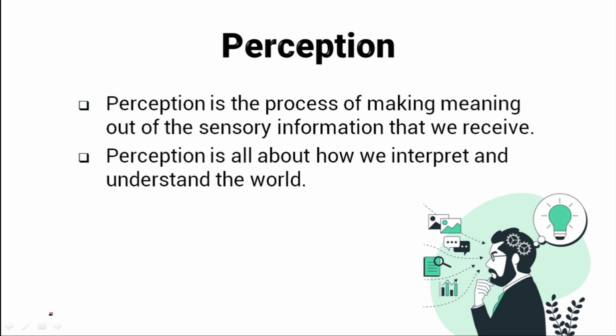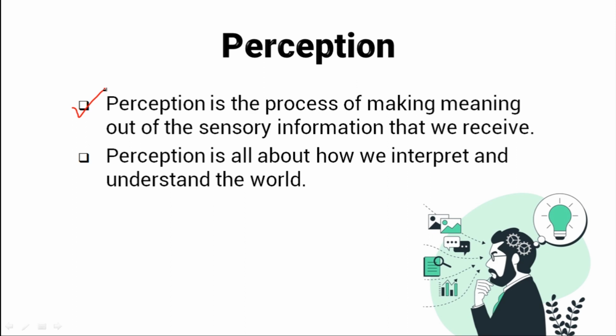But just receiving information through our senses is not enough. We need to organize that information and make sense of it. And that's where perception comes in. Perception is the process of making meaning out of the sensory information that we receive. So at first, let me start with a definition of perception.